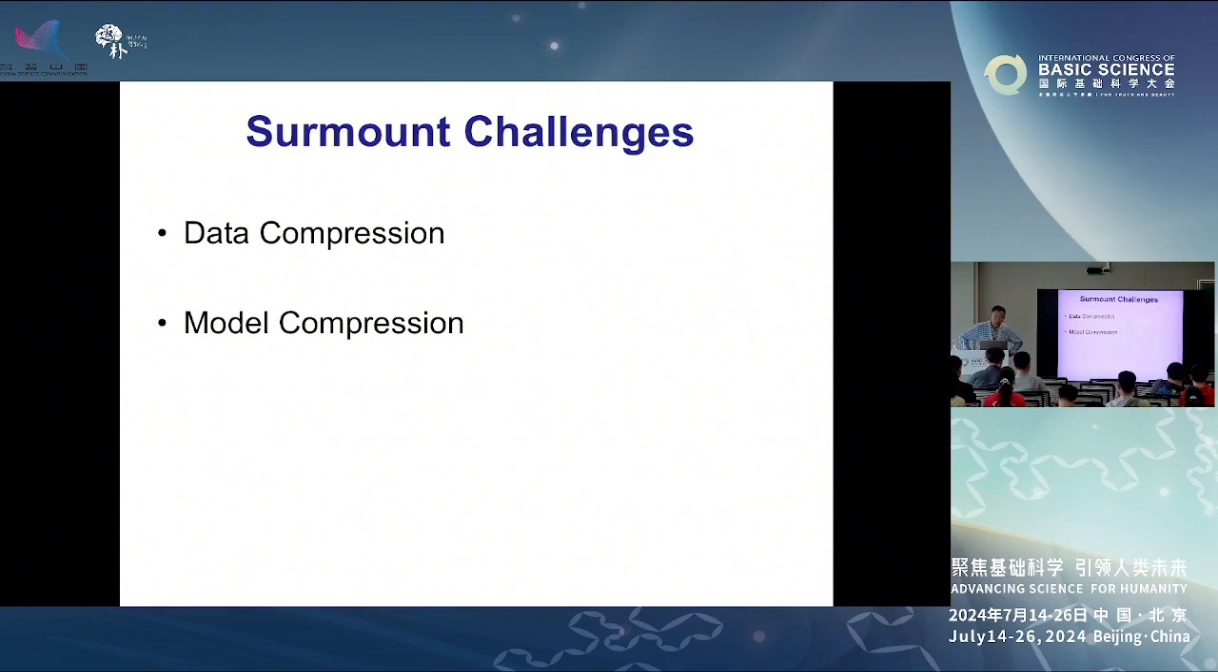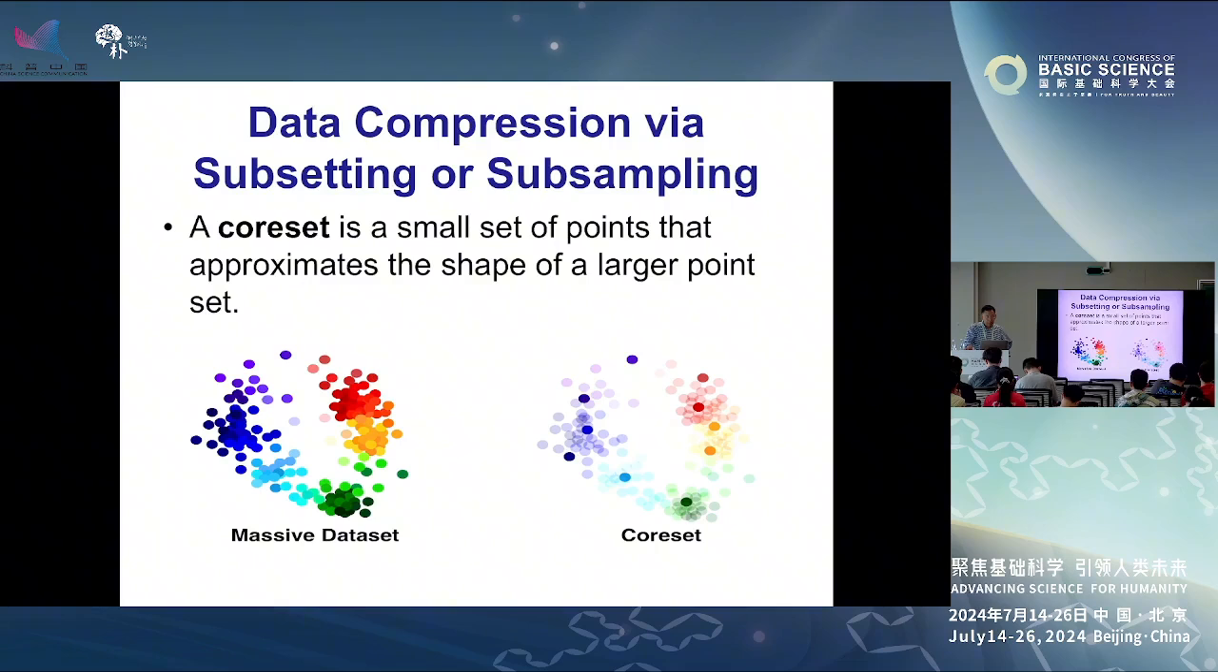To surmount this challenge, there are essentially two research themes. The first is data compression, the idea being whether we can train the AI model using less data. The other research track is model compression, that is, whether we can get similar performance using a smaller model instead of a large model. I will talk about both of these research themes in my talk today. The first is data compression.